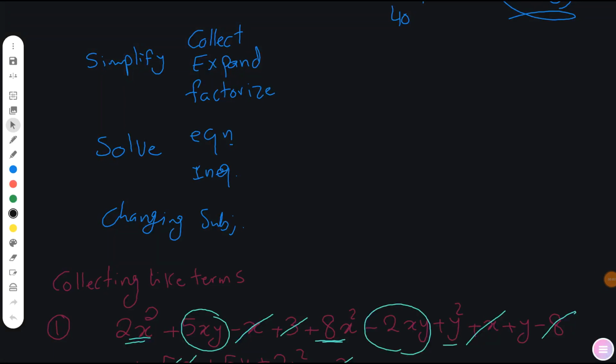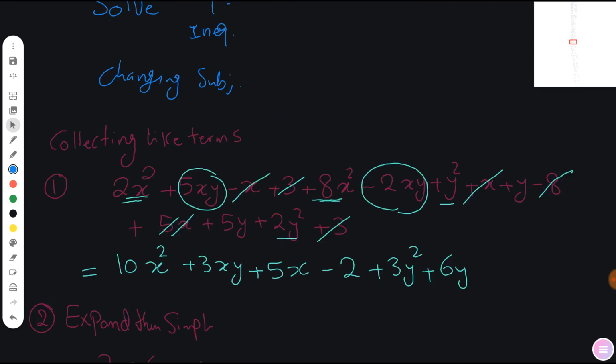Hi guys everywhere. In this video we will explain mathematical expressions and how to simplify the expressions, how to solve equations and inequalities, and how to change the subject. About expressions, we need to know how to expand, collect or factorize some expressions. I will start with collecting and expanding. We will leave this to another video. We will start now with how to collect like terms.